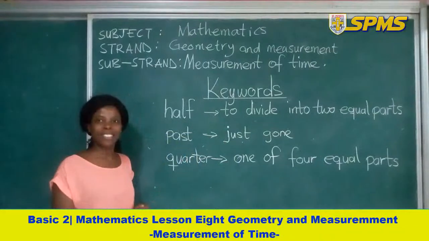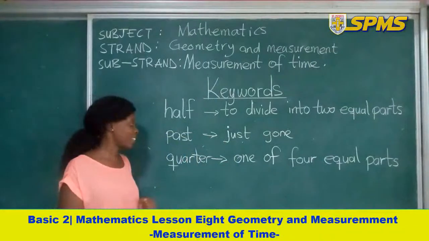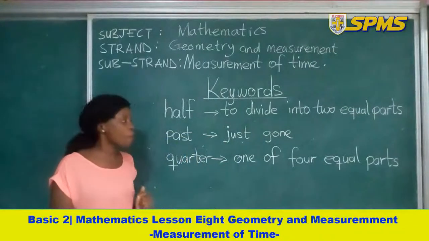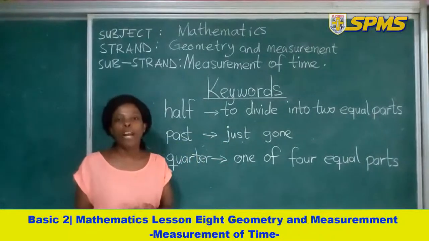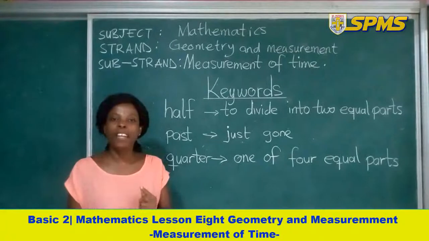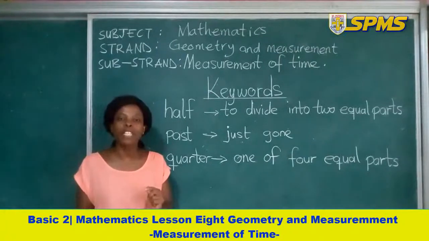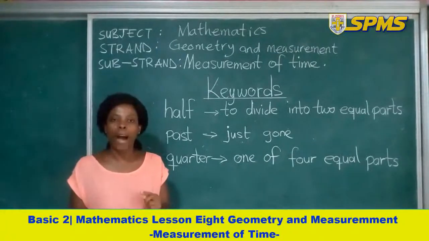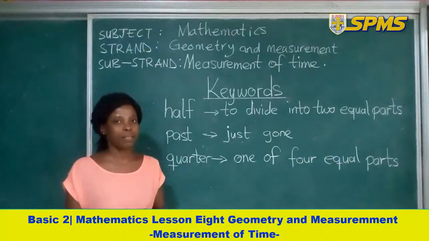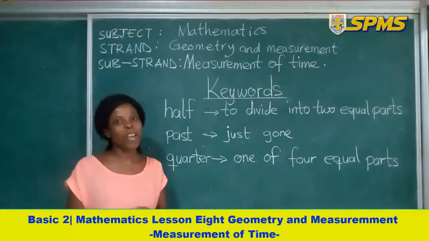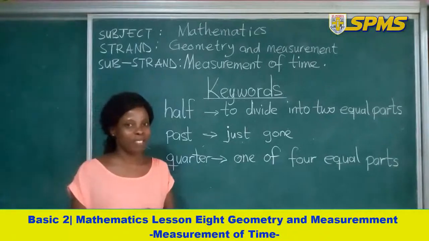Quarter. One of four equal parts. So if I have one whole and I divide it into four equal parts, one part of it is known as a quarter. Hope you are okay with the explanations.